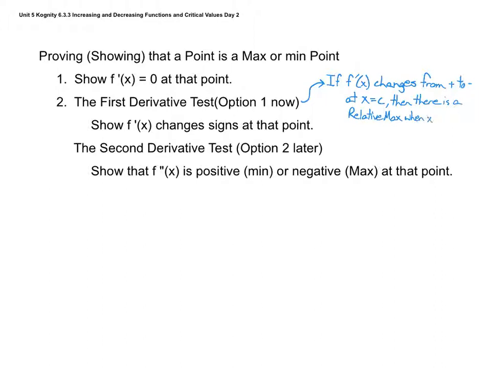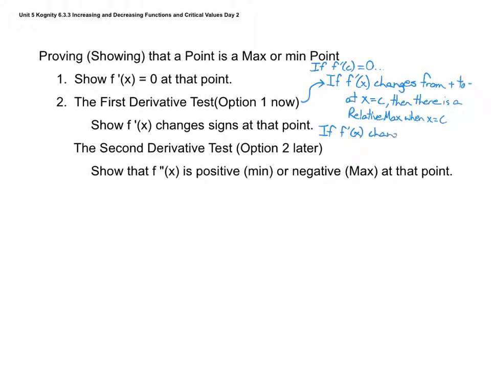When x equals c. And of course, all of this is assuming that the first part is true here. If f prime of c equals 0. Okay, so we've already done that part. We've found that this is a critical value. If the sign of the derivative changes from positive to negative, we have a relative or local max at that point.